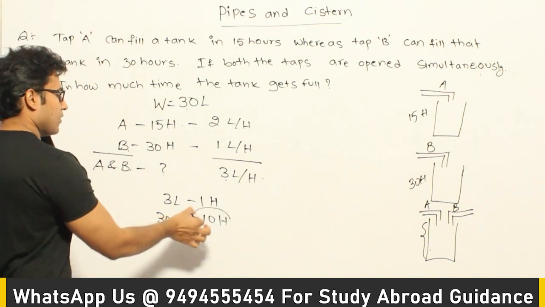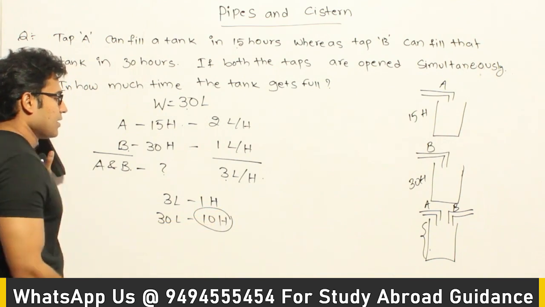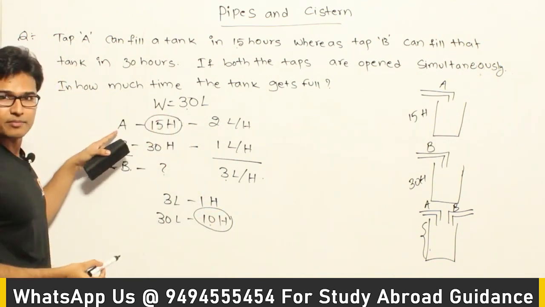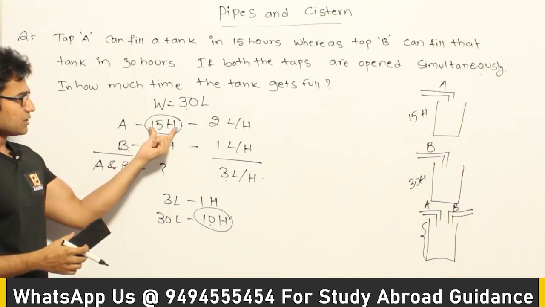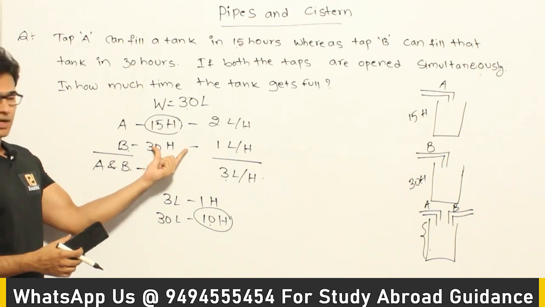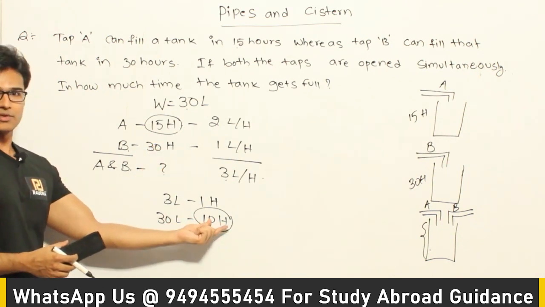Got it? Okay. Now if you observe it, it is less than the time taken by the faster tap. The faster tap is able to finish it in 15 hours. Now by giving it some help from the other tap, your time has reduced even further, which is 10 hours.